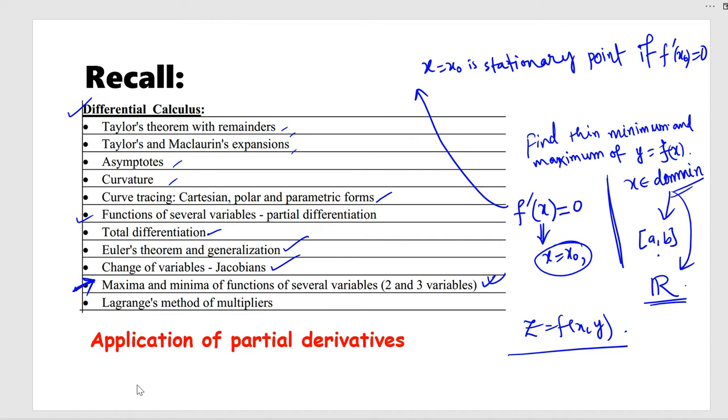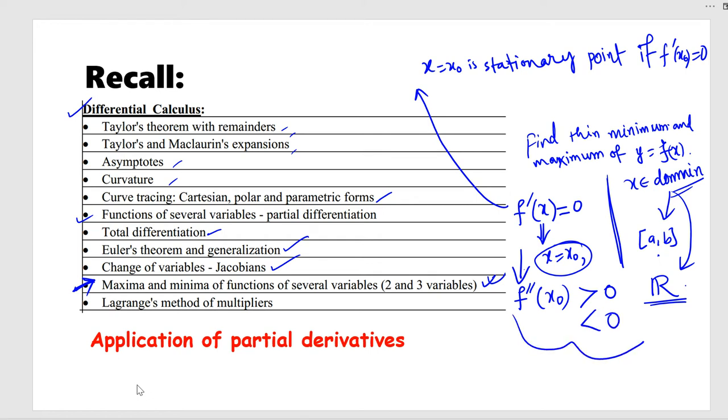Then we try to find the second order derivative, f double dashed at x naught, whether it is positive or negative. Depending on that, we decide whether it is maximum or minimum. So this is just to recall what we have discussed in our school level mathematics.